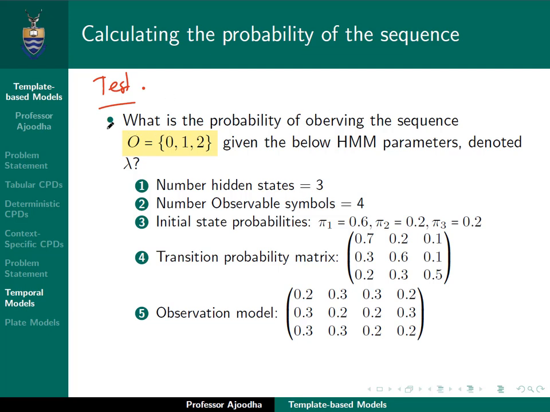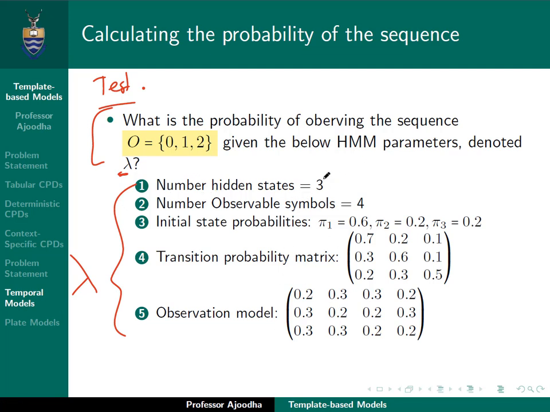So we can answer the question like this. What is the probability of observing the sequence 0, 1, 2 given the below hidden Markov model? And the hidden Markov model is denoted by lambda. So this whole thing here is lambda. So let's see. How do we do this? Well, let's start here. The first one, I mean, look how it looks very complicated, right?